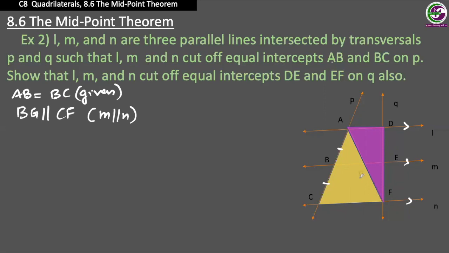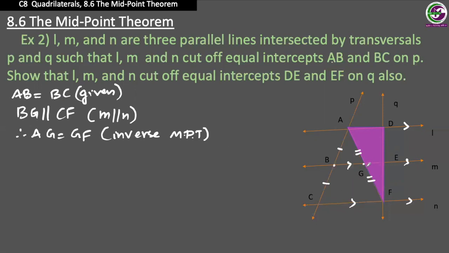So by the inverse of the midpoint theorem, a line joining the midpoint of one side of a triangle parallel to the third side meets the midpoint of the second side, which means AG is equal to GF. Therefore, AG is equal to GF by the inverse midpoint theorem, MPT. So we found out that G is the midpoint. Now in the triangle AFD, G is the midpoint, which means AG is equal to GF from above.